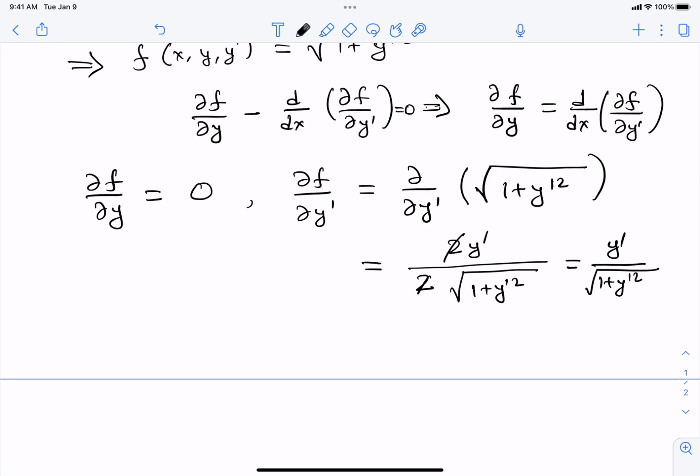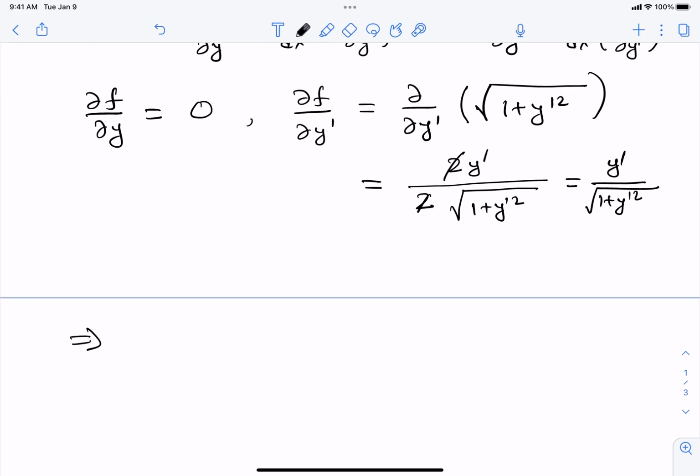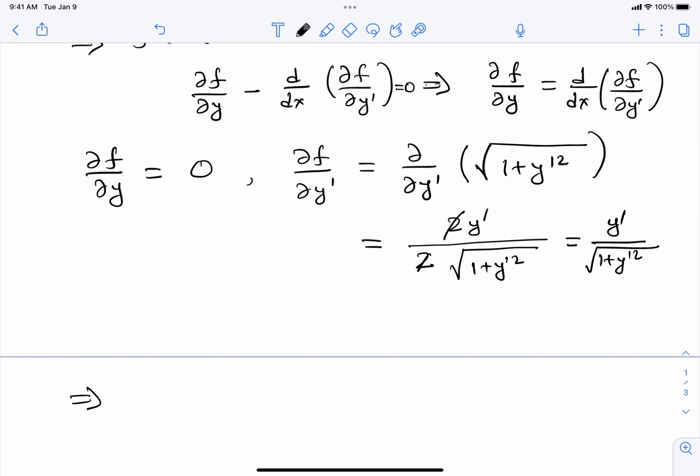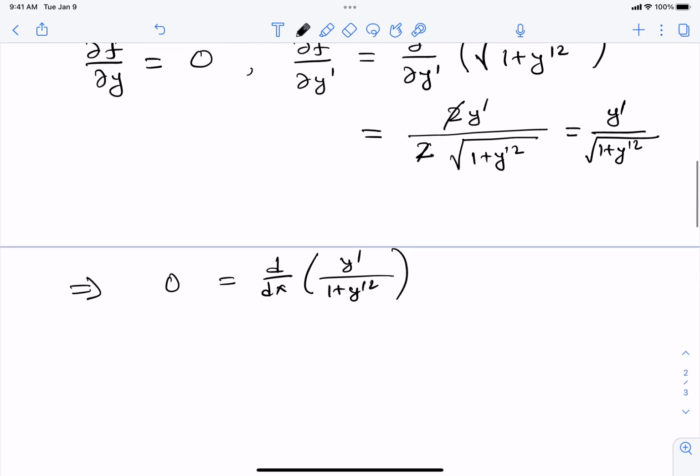Now let's plug these values back in our Euler Lagrange equation. So now our Euler Lagrange equation becomes, the left hand side is simply equal to 0, and the right hand side becomes d by dx of y prime by 1 plus y prime squared. Now we see that the full derivative of this function is equal to 0. What does that mean? That means that this function must be a constant. So y prime by square root of 1 plus y prime square should be a constant. Okay?